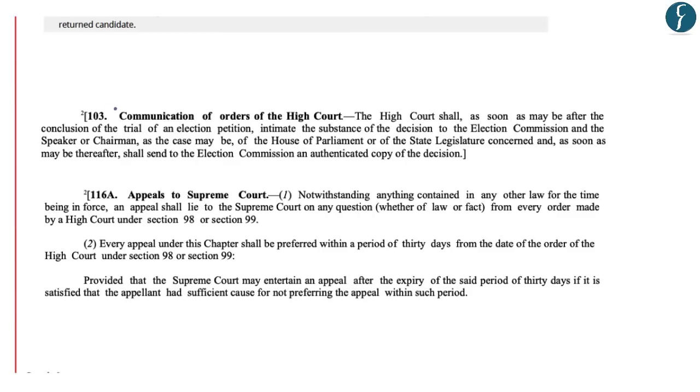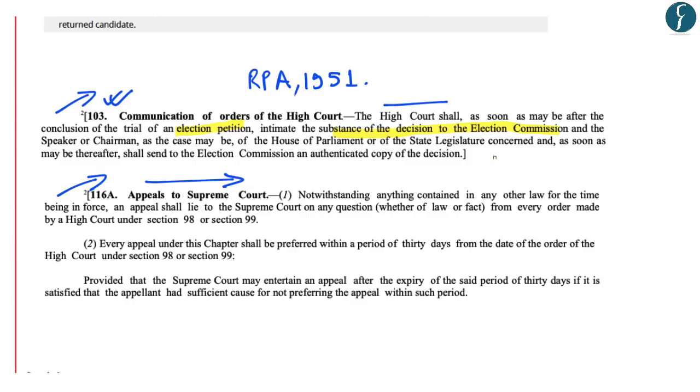Now, there are two important provisions with respect to communication of orders of the High Court and also with respect to appeals to the Supreme Court. Section 103 and 116A have been taken from the Representation of the People Act of 1951. Section 103 says that the High Court shall, as soon as may be, after the conclusion of the trial of an election petition, intimate the substance of the decision to the Election Commission. Basically, tell the Election Commission what has been decided by the High Court with respect to an election petition.